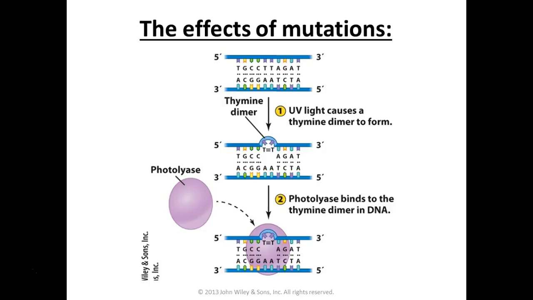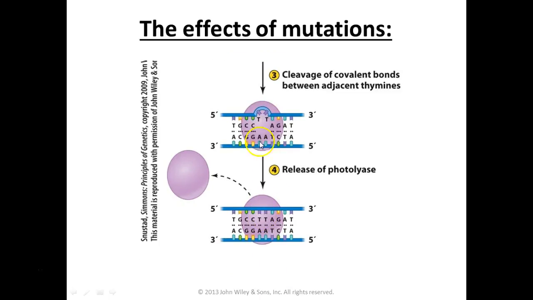It uses the energy from light to break these double bonds, this covalent bonding between these two T's, so they go back to hydrogen bonding with the adenines across the way, and you get rid of this distortion in the backbone of the DNA.